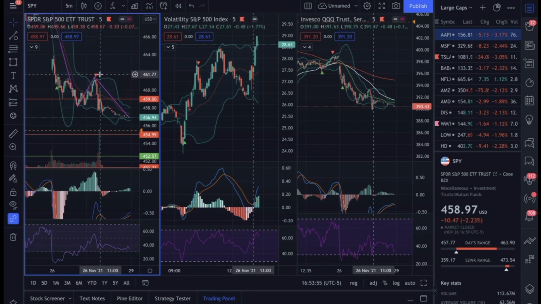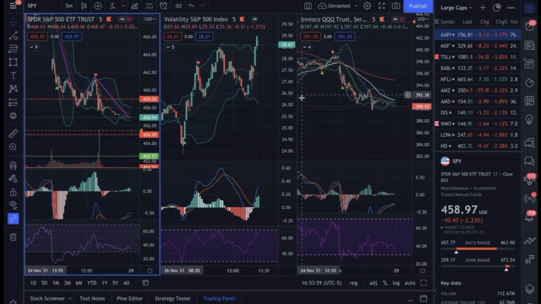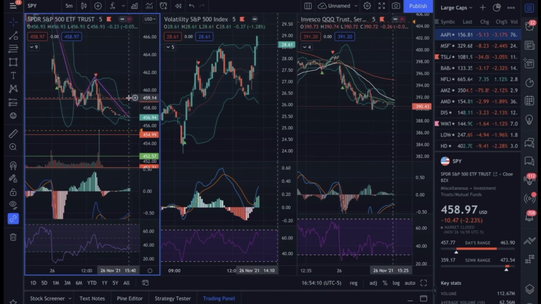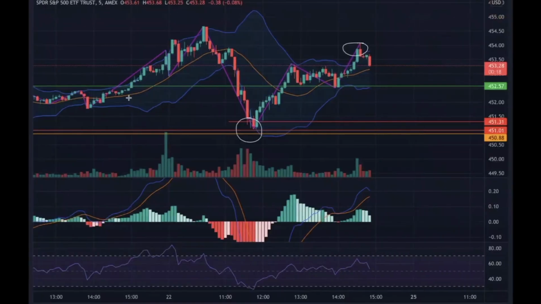If you're looking at ETFs, you just got to find the stocks that are the bigger percentage of that ETF. So it might be Apple, Microsoft, etc. If they all look bullish, then you could go ahead and take a position on SPY if that's what you're looking to do. But that's pretty much it.